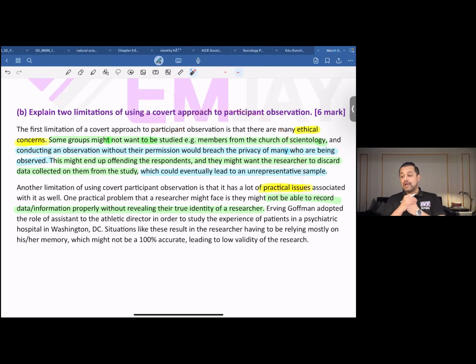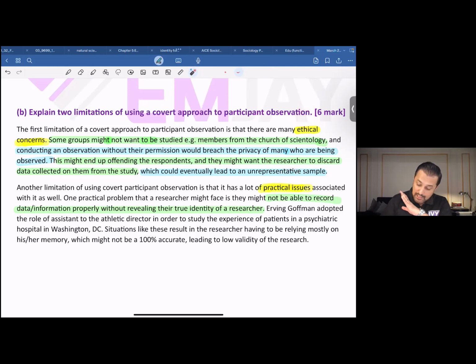So if I am observing someone in a secretive manner, I cannot just pull out my notebook and start taking notes. It wouldn't work like that. So Erving Goffman adopted the role of assistant. Now I'm bringing in sociological material over here. Erving Goffman adopted the role of assistant to the athletic director in order to study the experience of patients in a psychiatric hospital in Washington, D.C. Situations like these result in the researcher having to rely mostly on his or her memory, which might not be 100% accurate, leading to low validity of the research. So this is the first limitation. This is the second limitation.